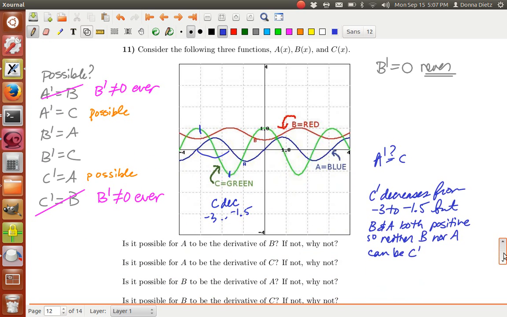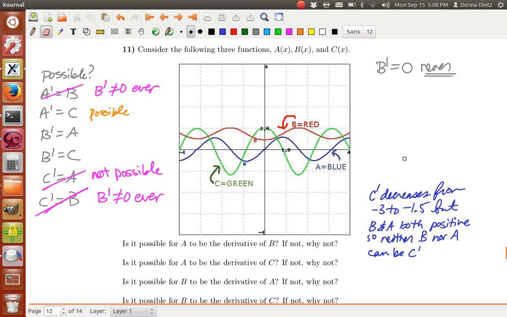Okay, so let's get rid of these jottings. So that eliminates that. Okay, so neither B nor A can be equal to C prime, so this is not possible. And we also got rid of, well, we already knew this was impossible. Okay, so we just have to figure out if B prime is A or C, right? So let's figure this out.